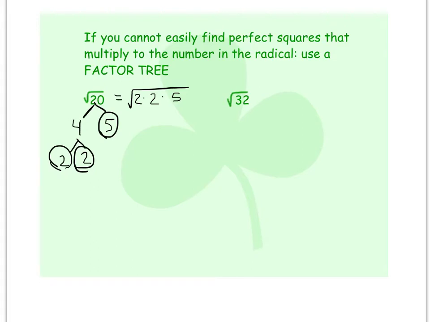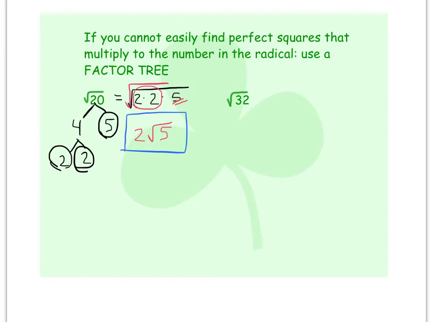Now the interesting thing when I see this, 2 times 2 is a pair of prime perfect squares that would create 4. And I do know the square root of 4 is 2. However, I don't know the square root of the number 5 alone. So the square root of 20 can be simplified to be 2 times the square root of 5.